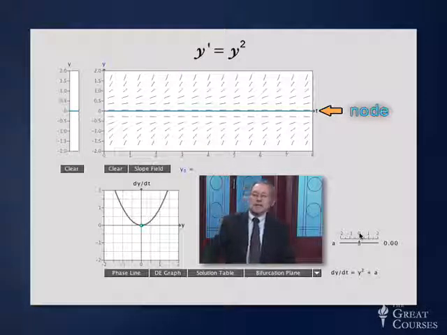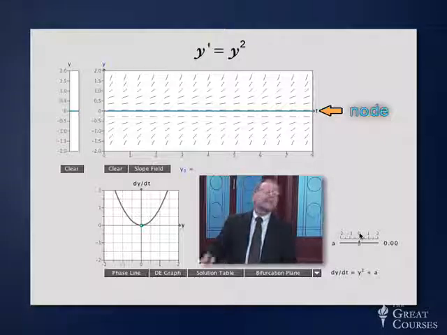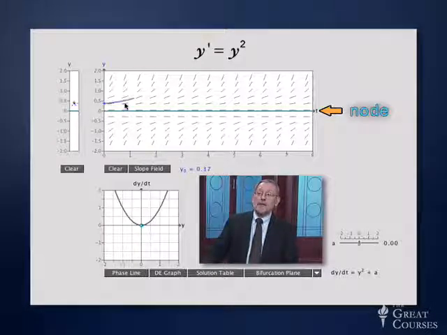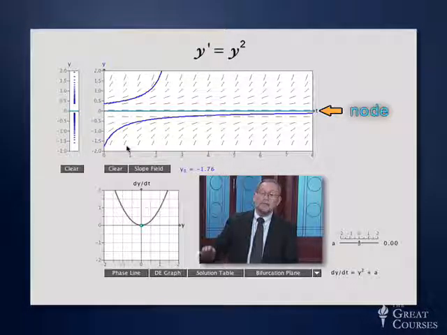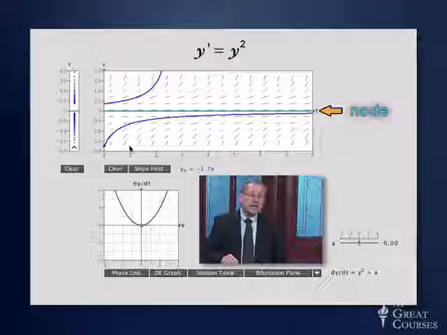Let me turn to the differential equation y prime is y squared. Now we see a single equilibrium point at 0. And since the right-hand side of the differential equation, y squared, is always positive, all other solutions move up. So from below, solutions converge up to the equilibrium point at 0. But above, when y is positive, solution curves move off to infinity. So some solutions come in, others go away. That's a node.